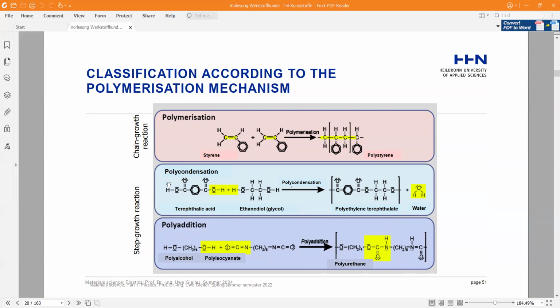The polycondensation and polyaddition are step growth reactions using terephthalic acid and ethylene glycol. Using polycondensation, we get polyethylene terephthalate and water. In polyaddition, we use polyalcohol with polyisocyanate. Through the polyaddition, we get polyurethane.